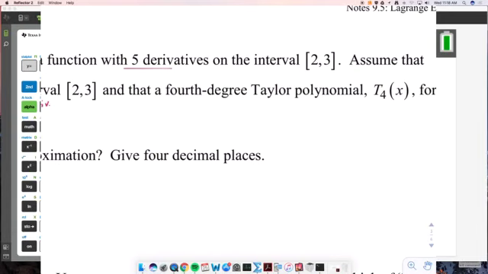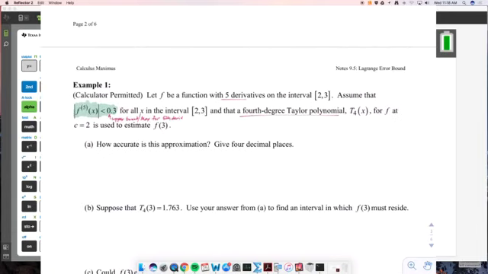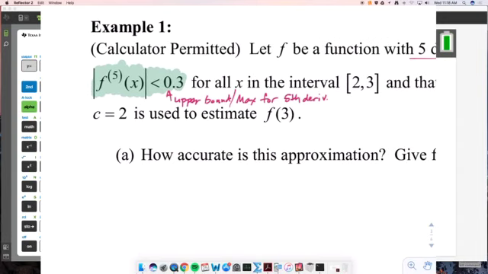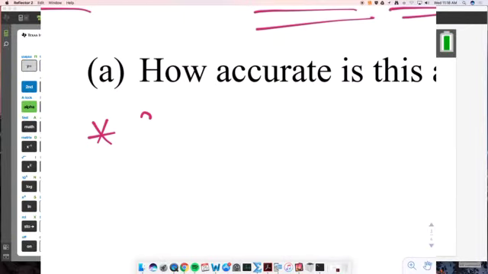If we then let a fourth degree Taylor polynomial, T sub 4 of x, for the function f centered at 2, and we use that polynomial to approximate or estimate f of 3, what types of questions are we going to be asked? It says, how accurate is the approximation? Give 4 decimal places. So here's the idea. We want to know what f of 3 is, but we don't know what it is.